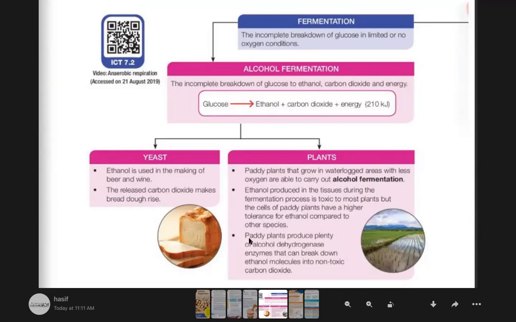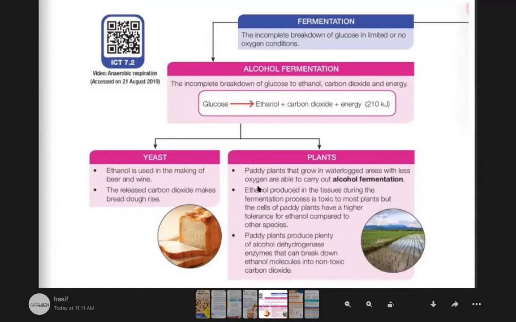So what happened? The paddy plant produce plenty of alcohol dehydrogenase enzyme that can break down the ethanol molecule into non-toxic carbon dioxide. So maksudnya, even though this paddy plant, it carry out alcohol fermentation, for sure they will produce alcohol.